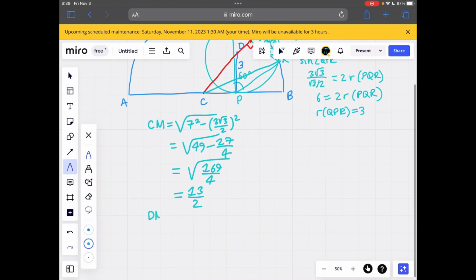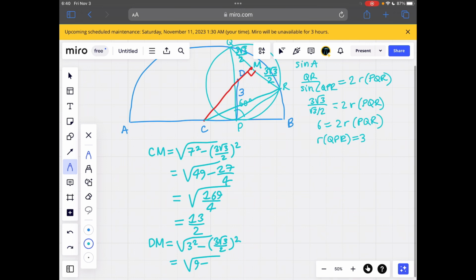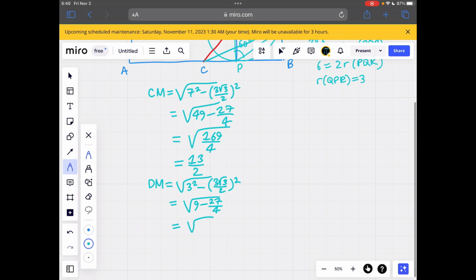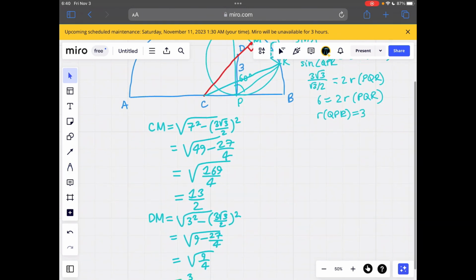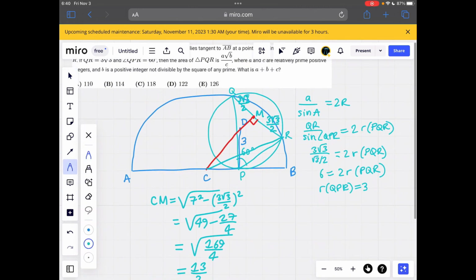Now DM, if you see here, that's equal to the square root of DR squared, which is just 3 squared, minus 3 root 3 over 2 squared. And that's equal to the square root of 9 minus 27 over 4, which is equal to the square root of 9 over 4, and that's equal to 3 over 2. So we have CM equals 13 over 2 and DM equals 3 over 2. And based on this, we can find CD equals 13 over 2 minus 3 over 2, which is just 5.